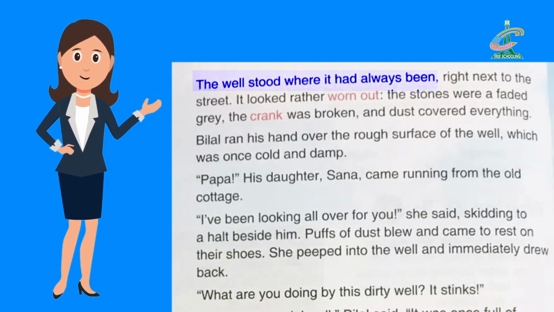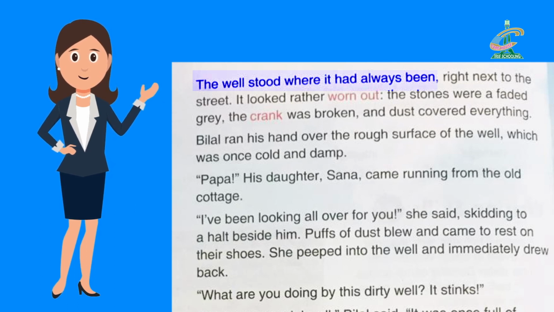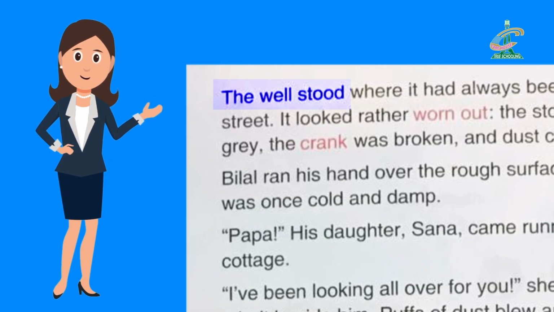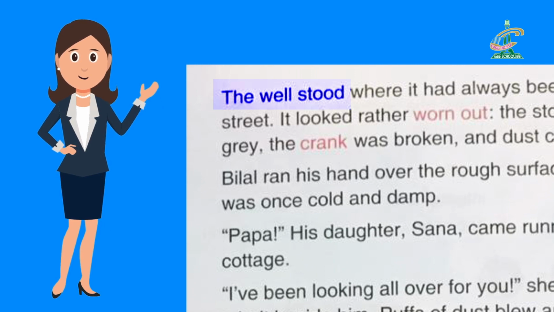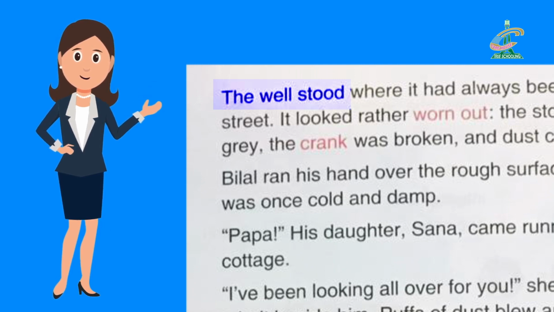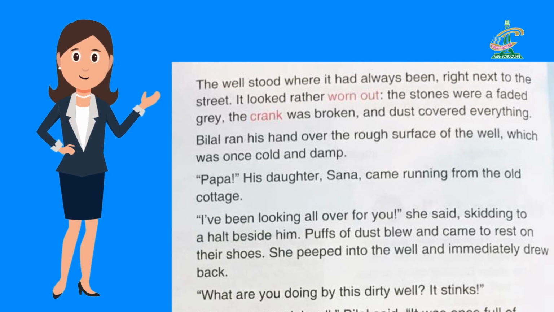The well stood where it had always been. The well stood means the well was present, it was located at the same place where it had always been, where it was in the past, where it was before. And what was the position? Right next to the street. It was at the corner of the street. Right next to the street means where the street ends.